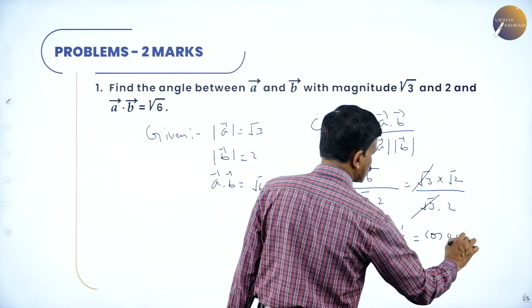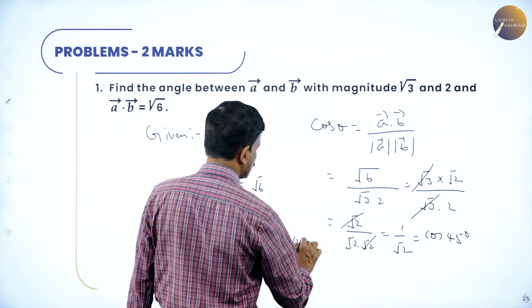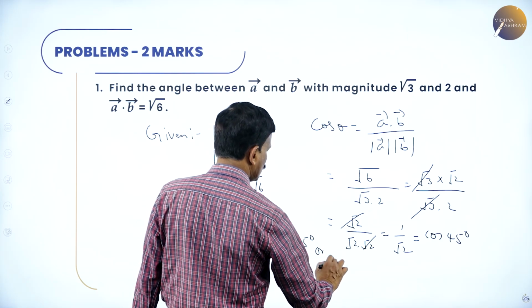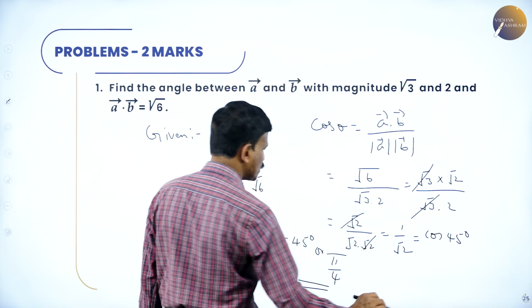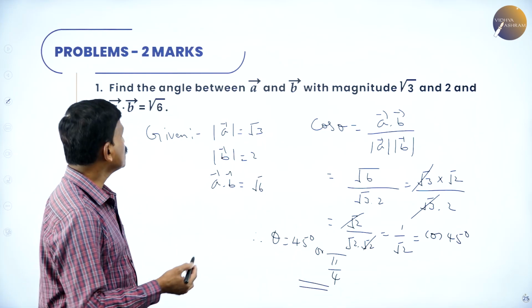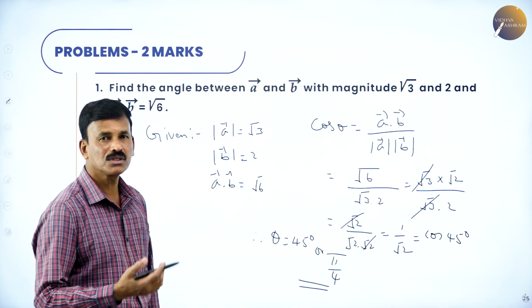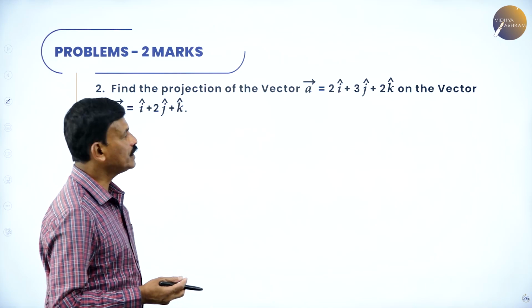What is this equal to? This is equal to cos 45 degrees. So therefore, the angle between the vectors theta is equal to 45 degrees or pi by 4 radians. What is cos 45 and sin 45? 1 by root 2. That's simple, for 2 marks. You may expect this type of question also. Straight away just substitute the values. That's it.